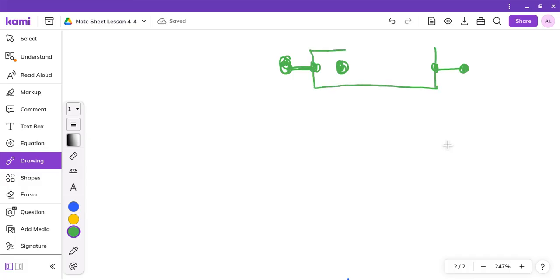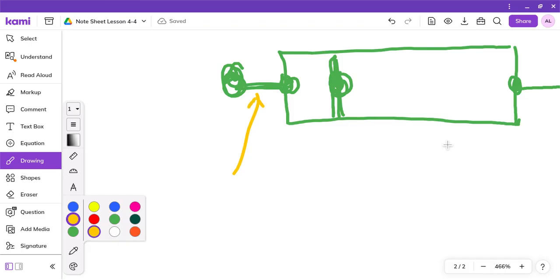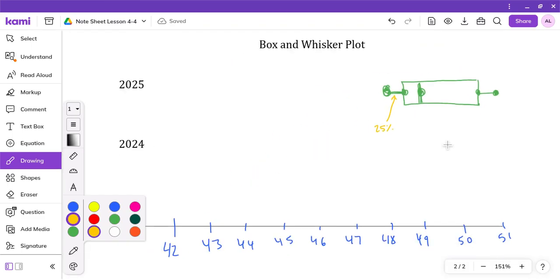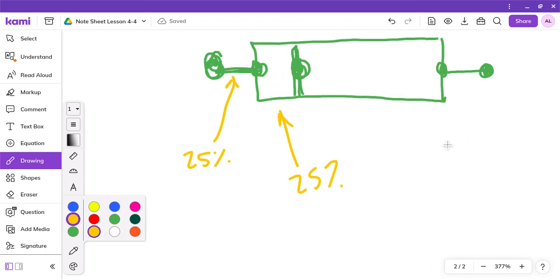Notice how the dots go in the middle of the box, and I put a line down through the median to show that's the halfway point. Now think about what this means. 25% of the numbers I selected are from 48 to 48.5 to 49. 25% of the numbers I selected are from here to here.